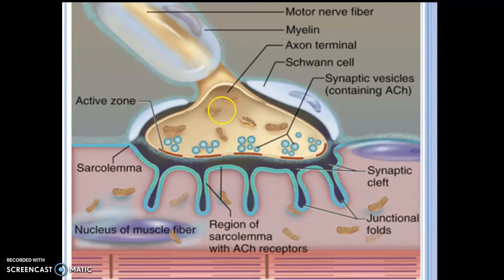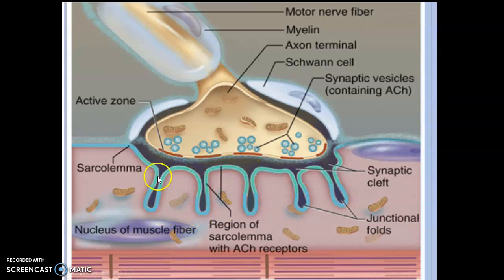Inside the nerve terminal, you can see a lot of mitochondria and vesicles containing neurotransmitter, and here the neurotransmitter is acetylcholine. The active zone is the portion where the vesicles fuse and release the neurotransmitter. In the presynaptic membrane there is a voltage gated calcium channel. The gap between the nerve and the muscle membrane is called a synaptic cleft.